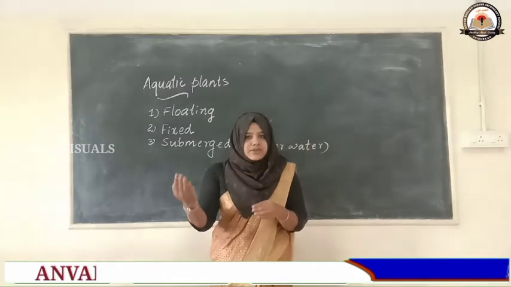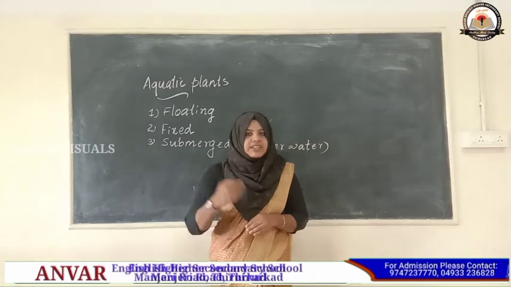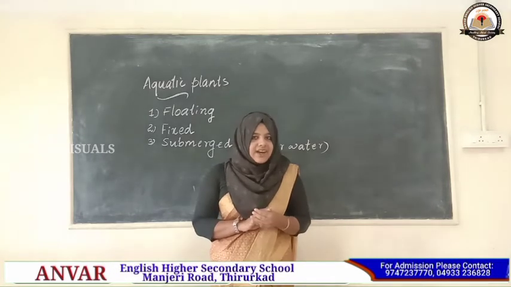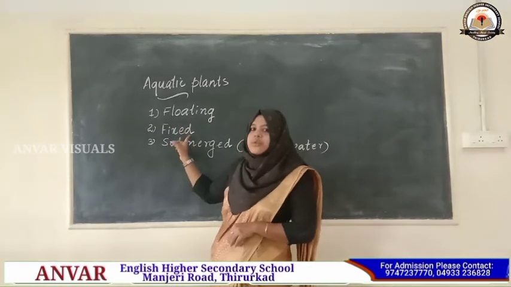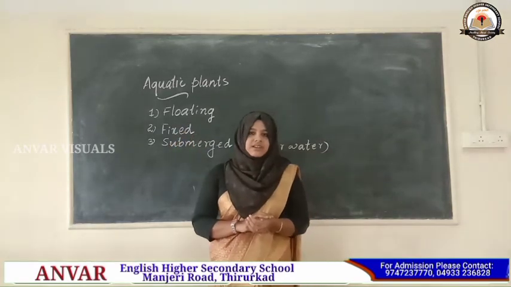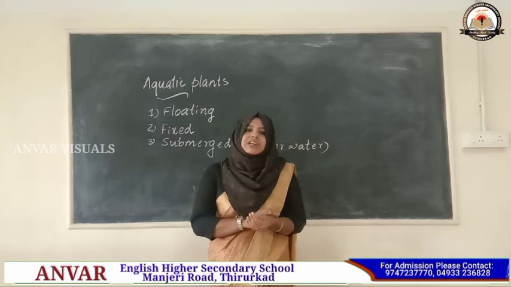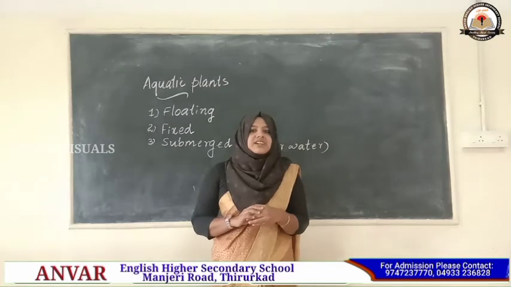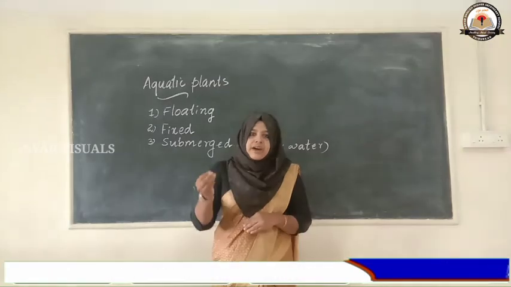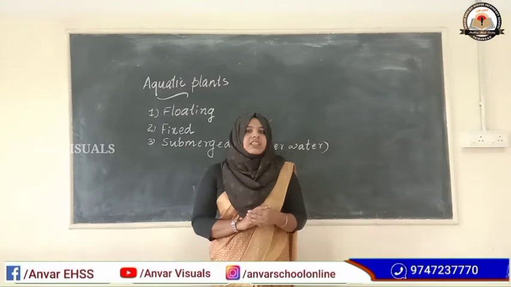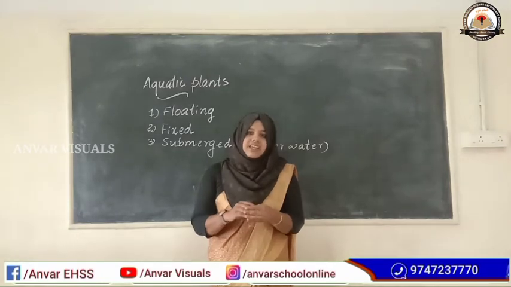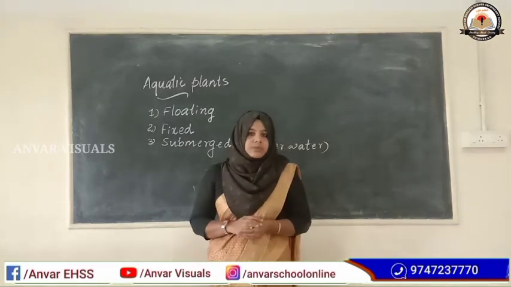Then we have to move on to another category of aquatic plants. Which one is the second category? Here it is, fixed aquatic plants. Can you say what fixed aquatic plants are? These are the plants which are fixed to the bed of the pond, to the bottom of the pond.